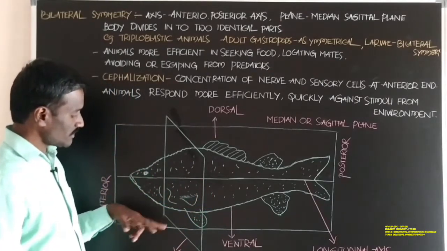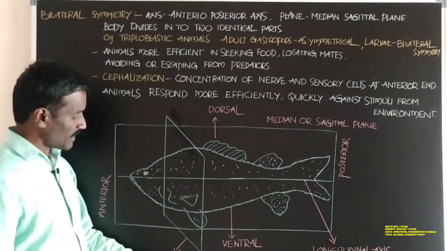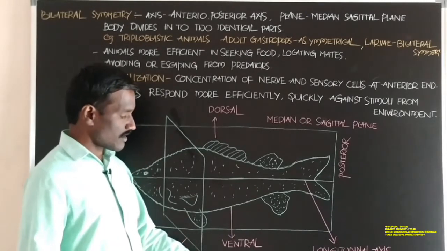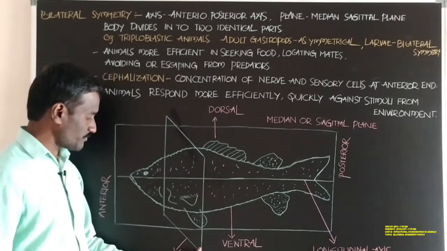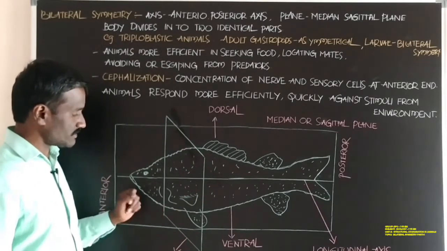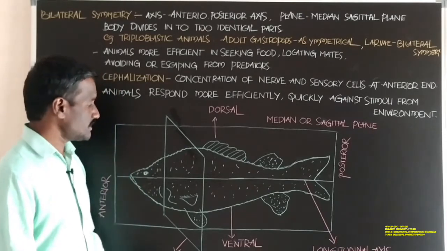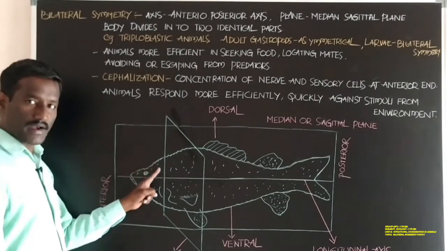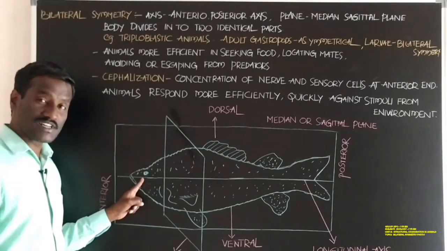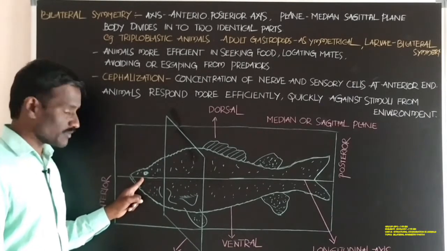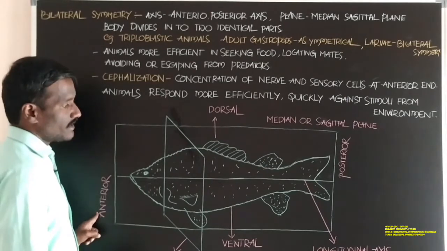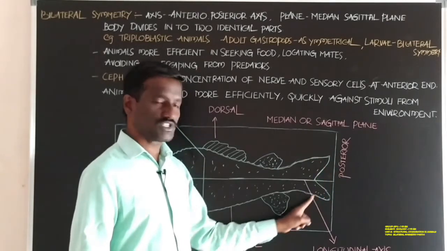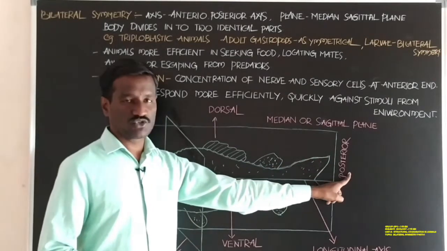Next, students, this is another plane. This is called the transversal plane or cross section. Another thing, students: this is the anterior part of the body, where the nerve cells and sensory organs are mainly concentrated. And this is the posterior part.